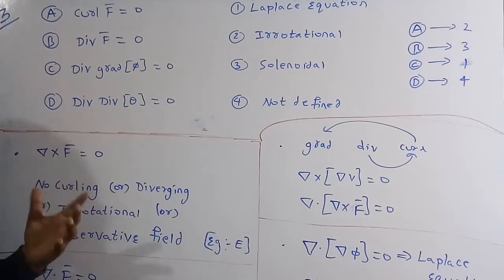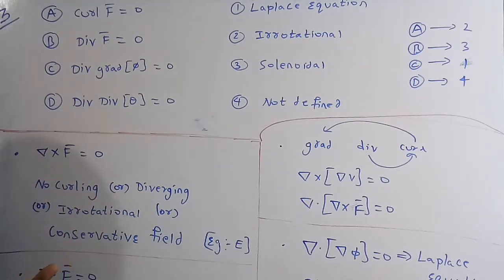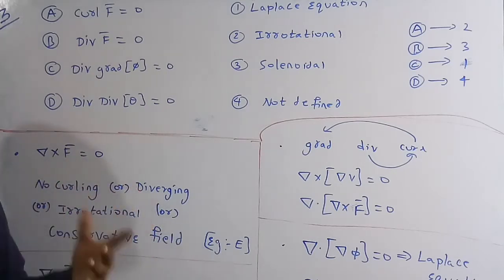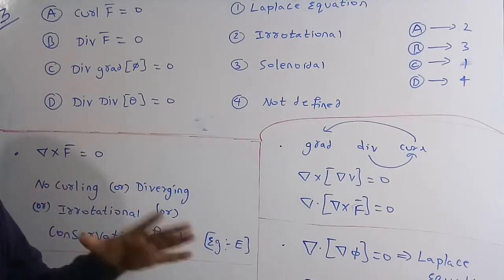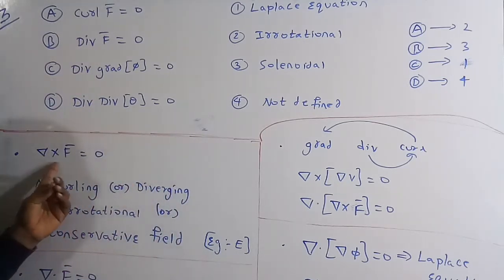So whenever curl of f bar is equal to 0, it indicates that there is no curling, means it is always diverging, or we can say it is an irrotational field, and also we can say it is a conservative field. An example of this phenomenon is the electric field. A static electric field is always diverging. There is no curling effect present in a static electric field. So this is called the first one.